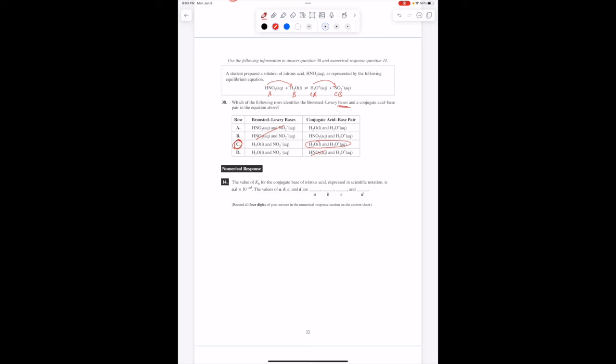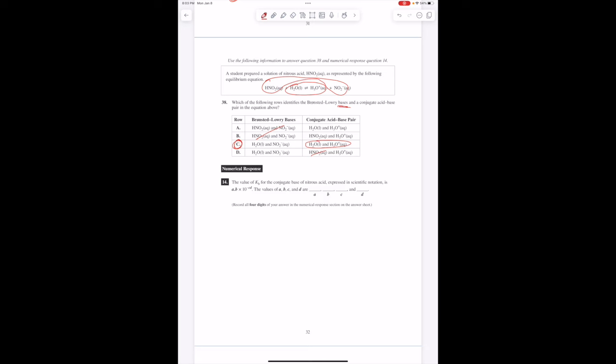Like you remember that, eh? I'll do this here. Here's what a pair is. A pair differs by one proton. Here's a pair. Oops, I kind of swerved around there. And then this is a pair.